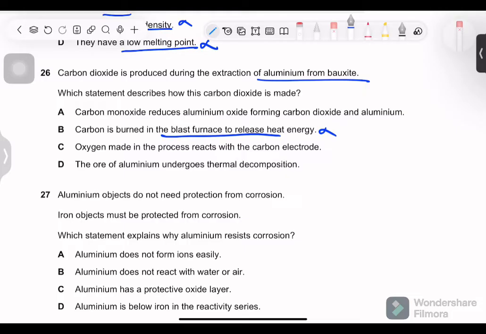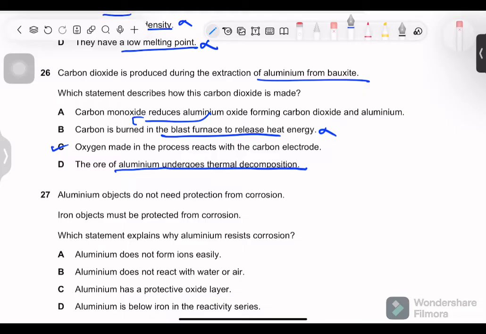So carbon monoxide reduces aluminum oxide. No. There is no direct interaction. Oxygen made in the process reacts with the carbon electrode. This is the correct answer. The anode. The anode is made up of carbon, and when oxygen is produced at the anode, it reacts with the electrode itself. The ore of aluminum undergoes thermal decomposition.